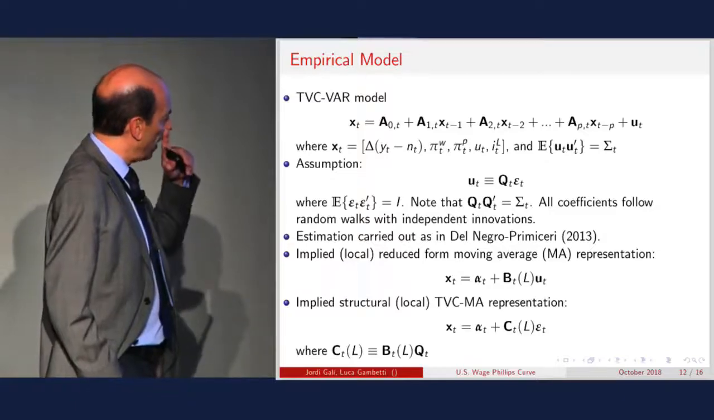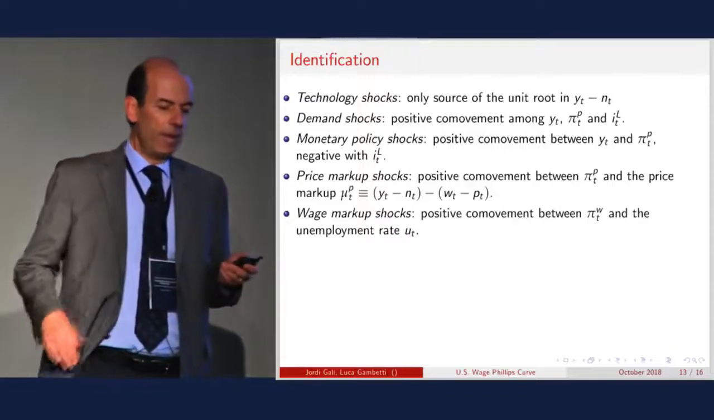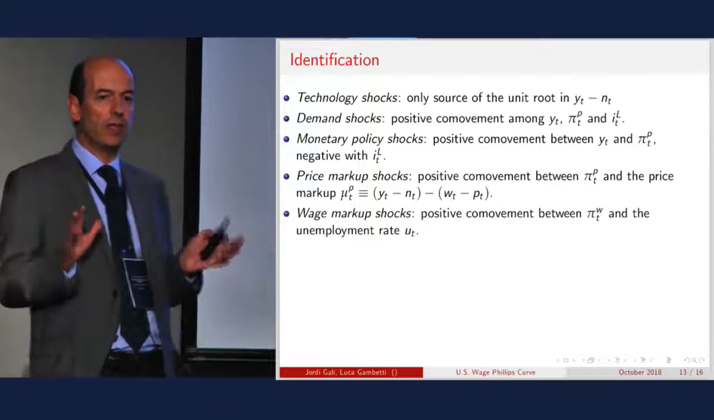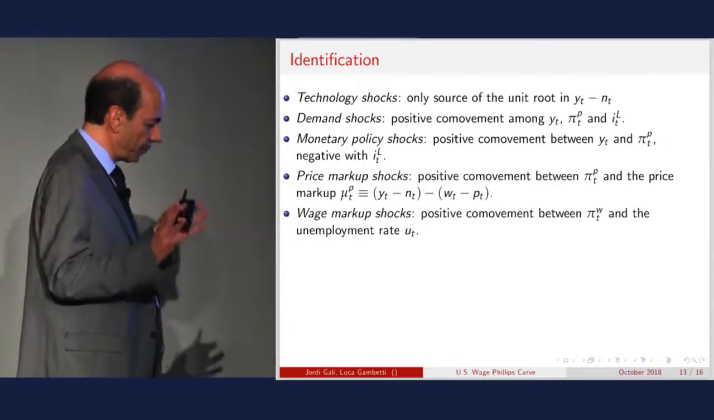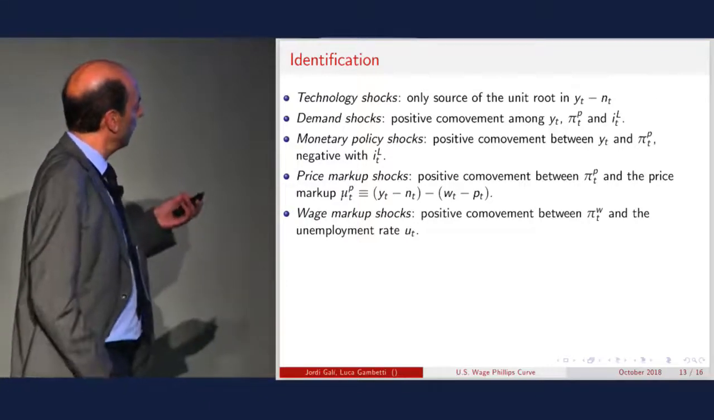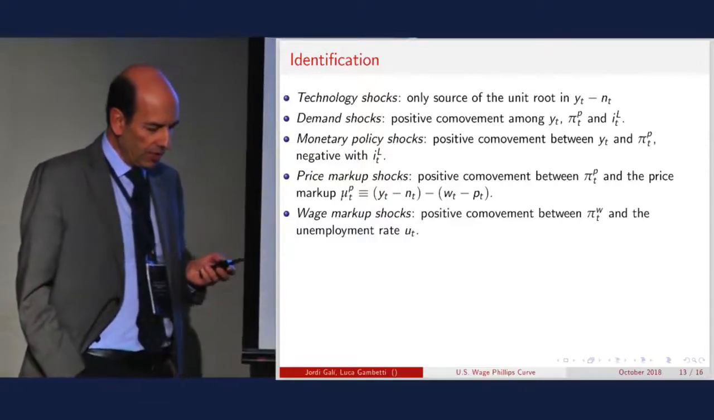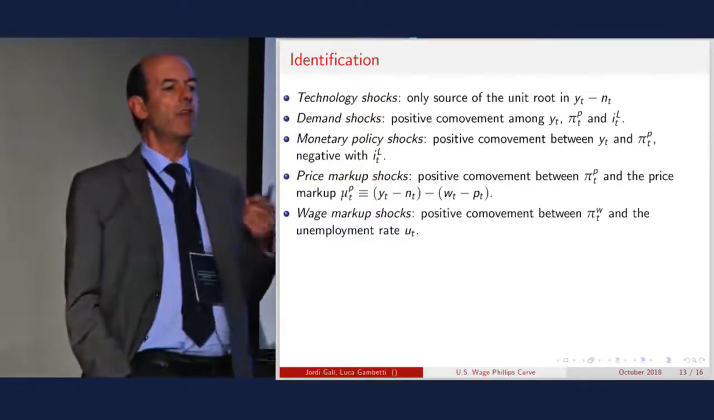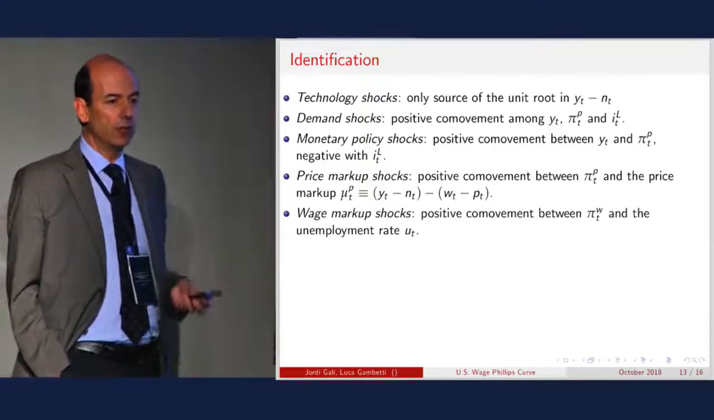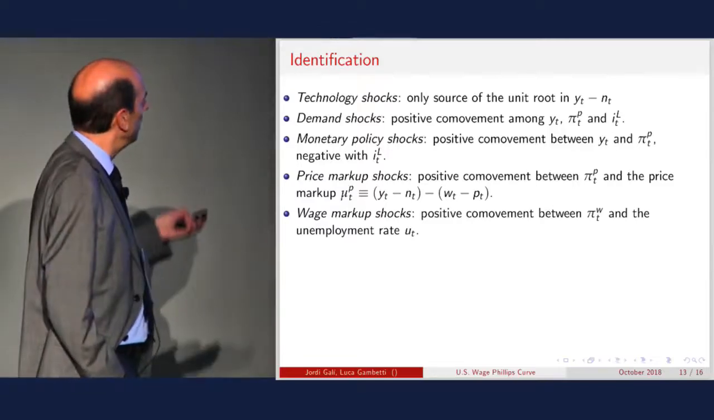So these are the restrictions that we use, which are largely informed by the properties of standard DSGE models. And we think they should be largely uncontroversial. The first one is based on some earlier work of mine that assumes that technology shocks are the only shocks that can have a permanent effect on the level of labor productivity. So that's a long-run restriction that we impose. And the rest are sign restrictions. And what are those sign restrictions?